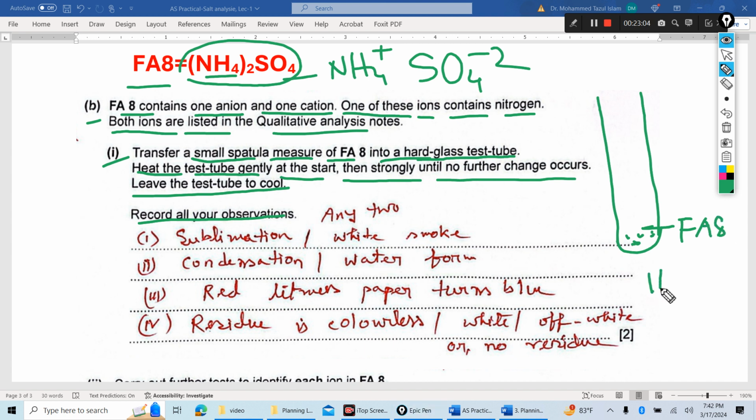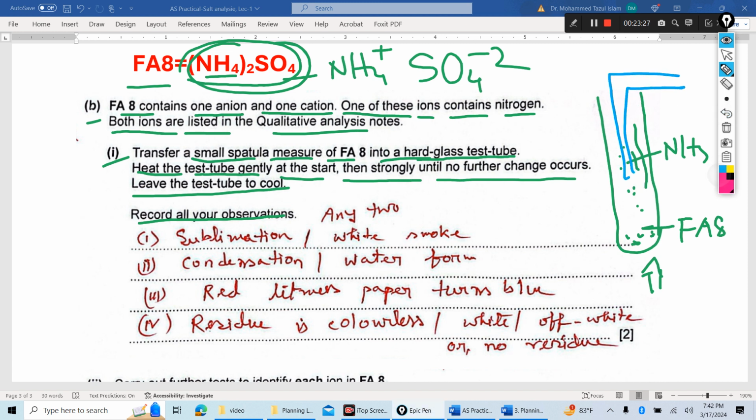If you give heat first gently, then you see, as it is an ammonium compound, it decomposes and ammonia gas is formed. And you know ammonia gas is an alkaline gas, so if you hold a litmus paper there, this gas turns damp red litmus paper blue.